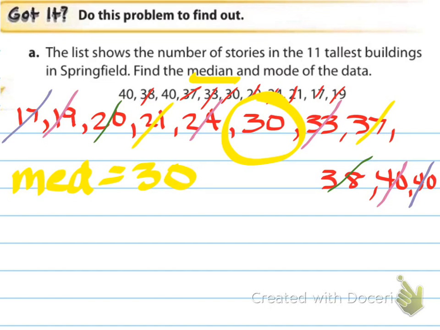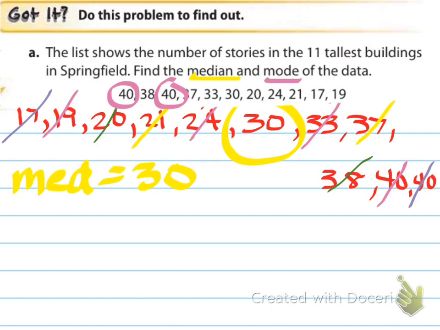Now, looking through my data, I need to see what shows up more than once, because now I'm going to look at mode, and mode is what happens more than once. So my 40s show up more than once, and as I go through all the rest of my numbers, I don't see anything else that duplicates, so 40 is my mode.